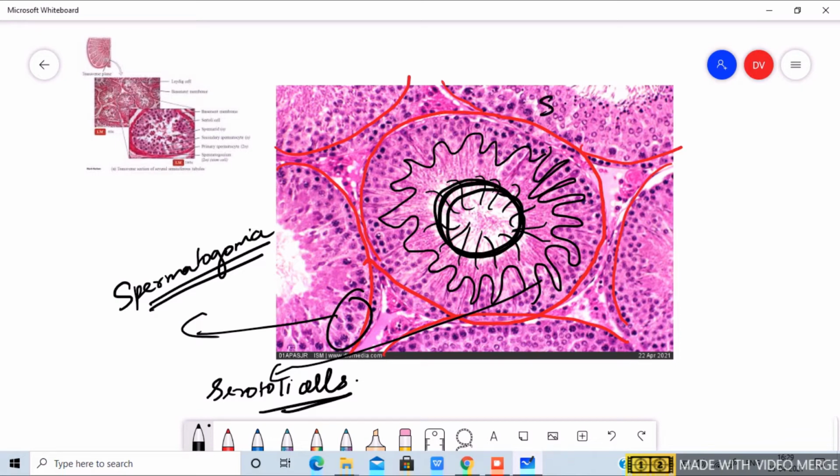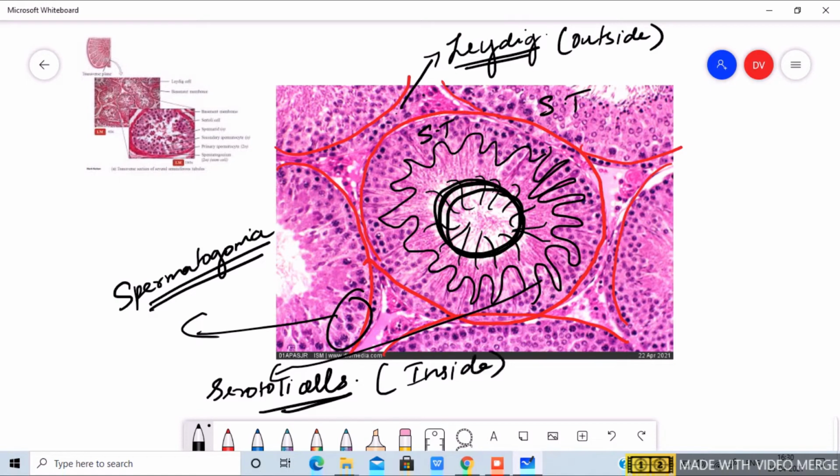And this is another seminiferous tubule. This is one tubule. And you can see some gap in between the tubules, right? Some interstitial space there, in between the tubes. Even in that space, you can see some dark spots. They are known as the Leydig cells. So guys, know that Leydig cells are located outside of the seminiferous tubules and Sertoli cells are located inside of the seminiferous tubules.